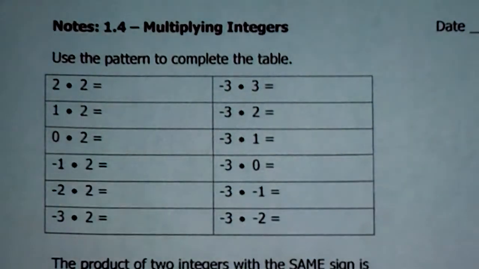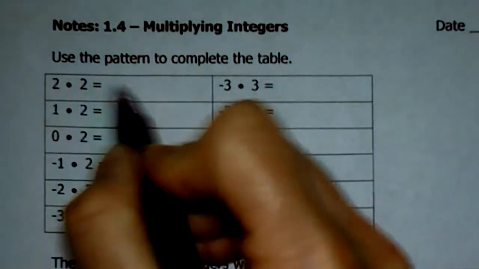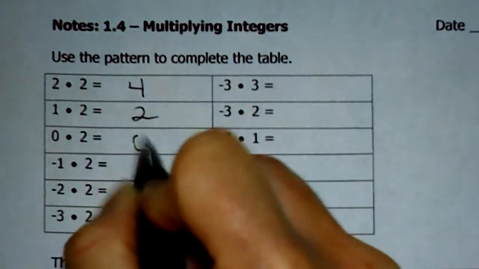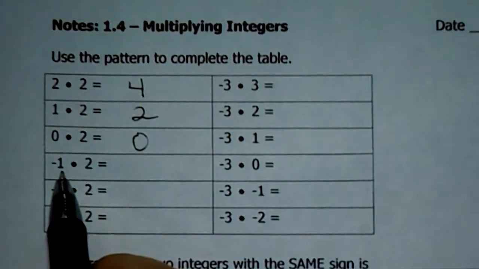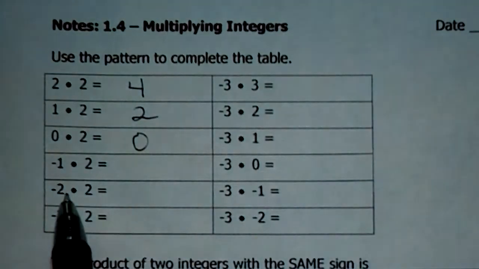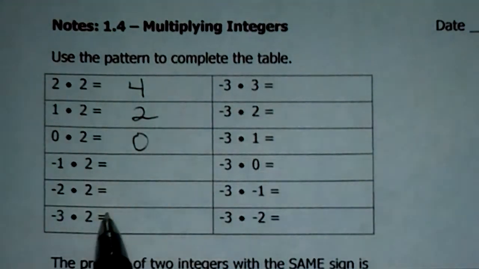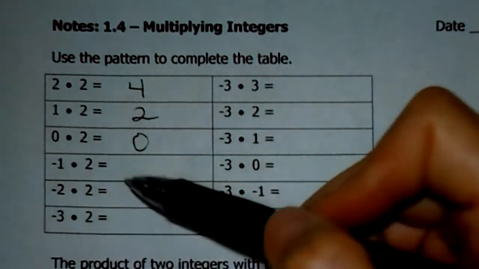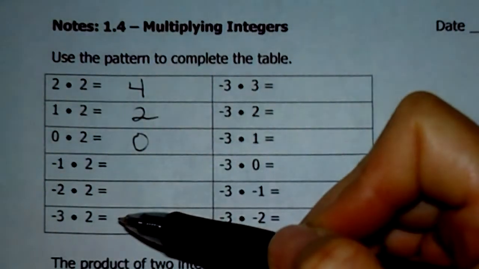So let's just start over here. Let's start with the top three because we know those. 2 times 2 is 4, and 1 times 2 is 2, and 0 times 2 is 0. But we have not yet learned how to multiply -1 by 2, or -2 by 2, or -3 by 2. So in here, there are some things you need to notice. In order for us to use a pattern to complete this, we have to notice things about the digits.